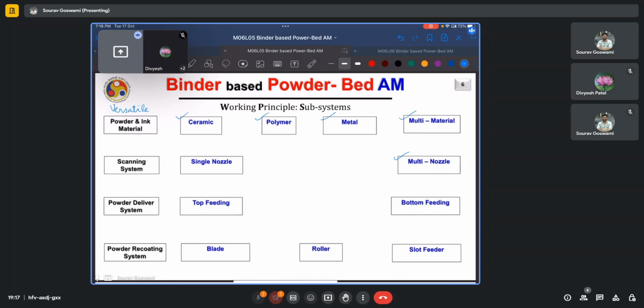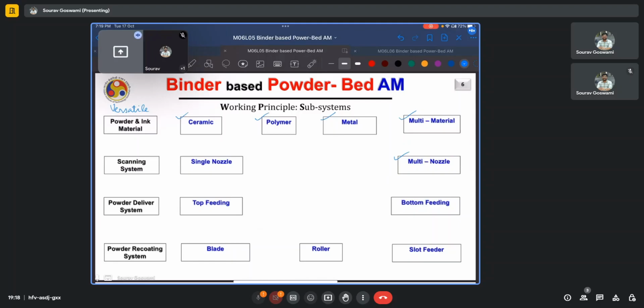The powder delivery system, as we discussed, can either be a top feeding type, where the powder is delivered from the top in front of the recoater or the roller, and then the recoater moves the powder over the printing area, and we have top feeding hoppers on both sides. Or it can simply be a bottom feeding type, where we have a reservoir of powder, which moves up by a fixed layer height each time, and then that layer of powder is carried over by the recoater or the roller onto the print area.